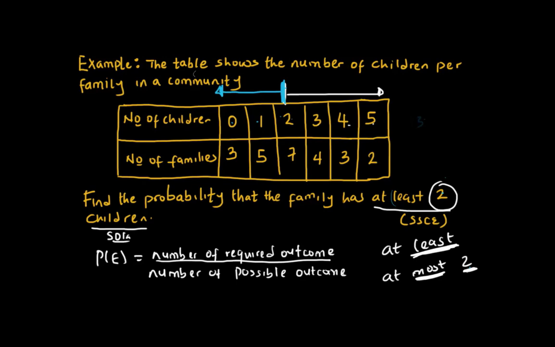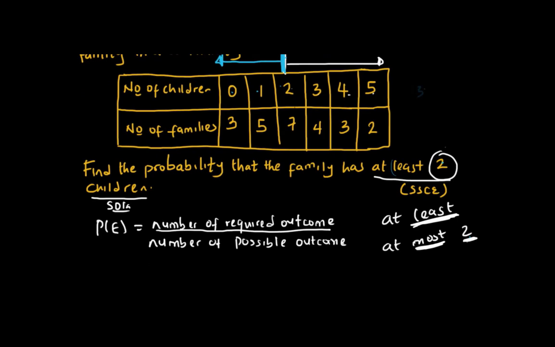We have: find the probability that the family has at least 2 children. So it means the probability that it has at least 2 children is that we are going to add the frequencies, or the number of families, for 2, for 3, for 4, and for 5. Do you understand? The probability of at least 2 children equals 7 plus 4 plus 3 plus 2. Can you see? All over the total number of families.